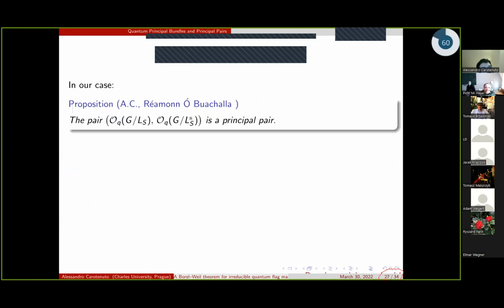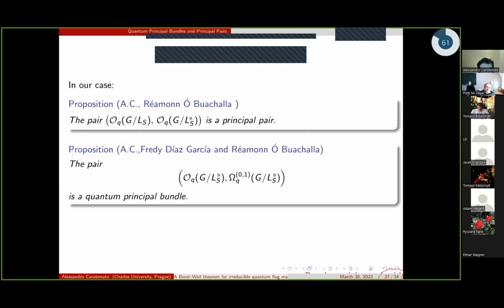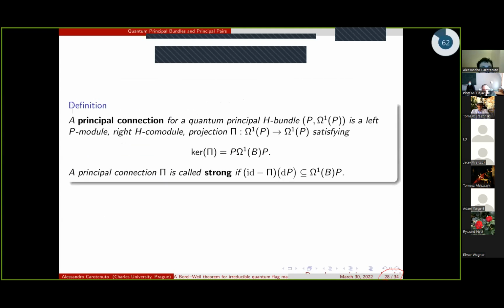Why are we interested? Well, as we anticipated before, the pair given by a quantum flag manifold and a Poisson homogeneous space is a principal pair. Using the proposition before, we proved that the pair given by the Poisson homogeneous space and the anti-holomorphic first order calculus over the Poisson homogeneous space gives a quantum principal bundle.